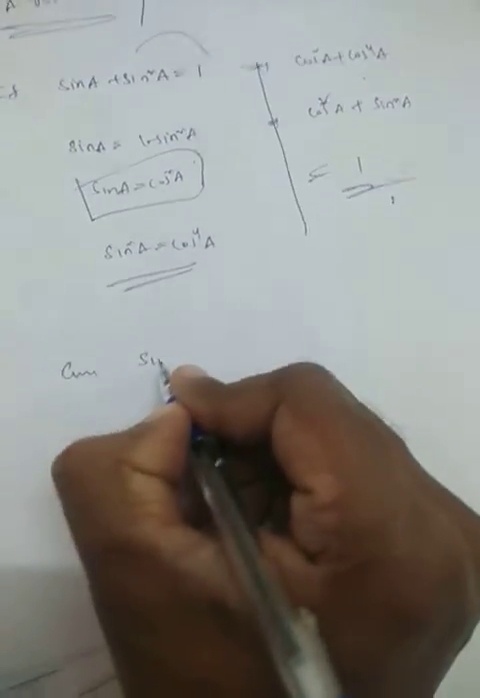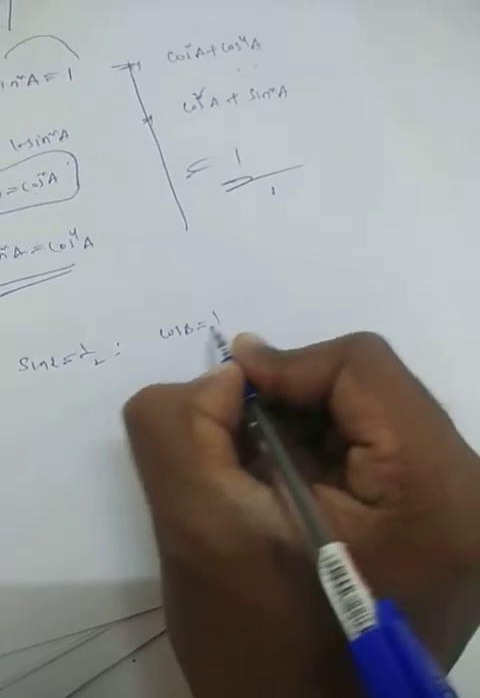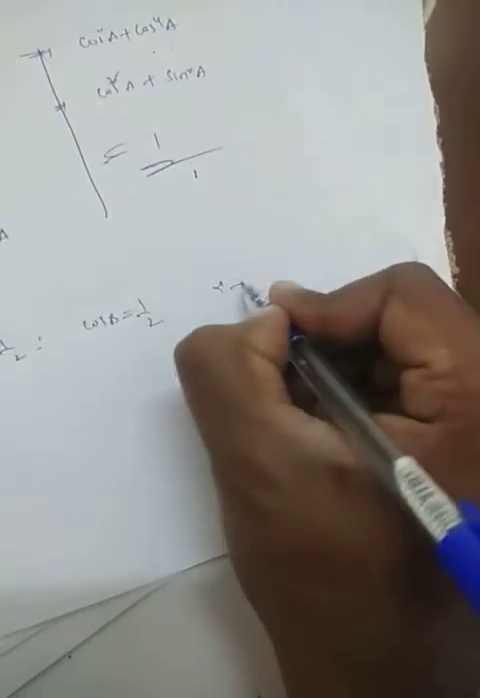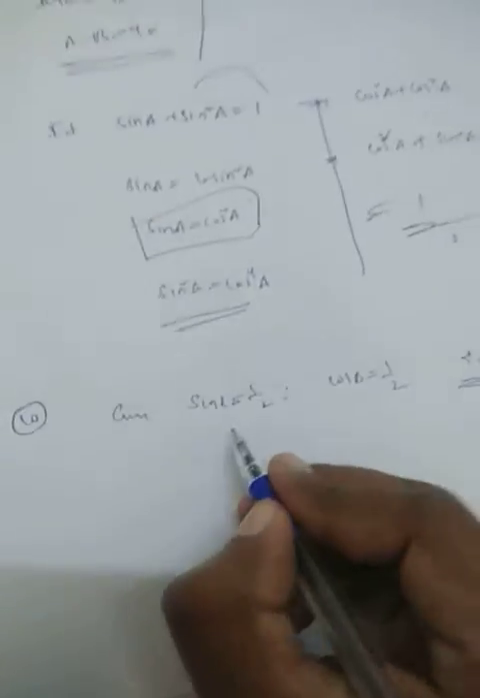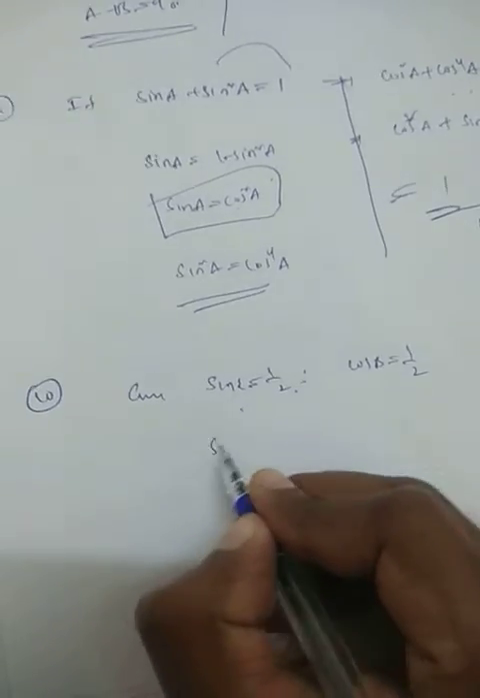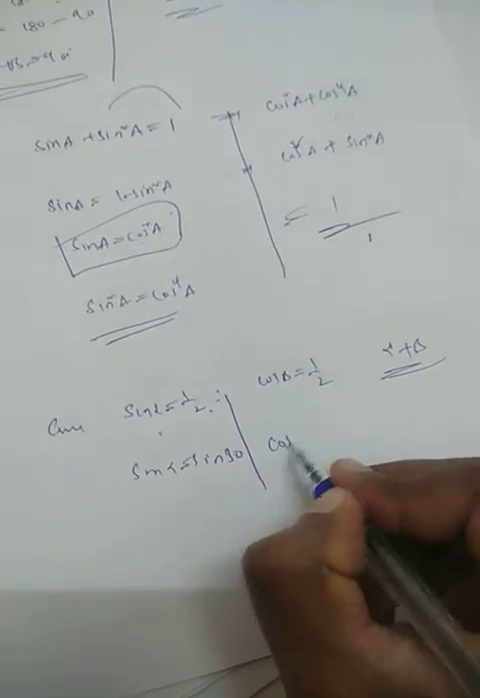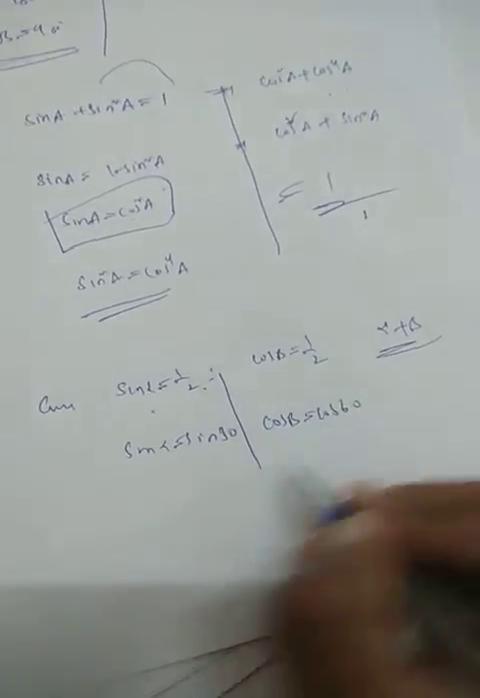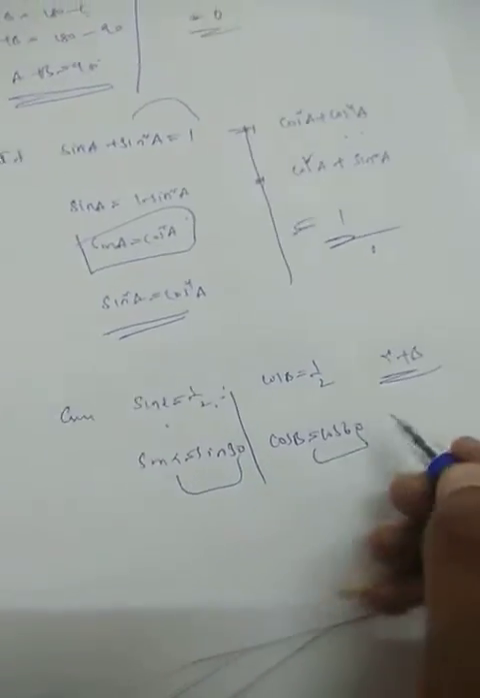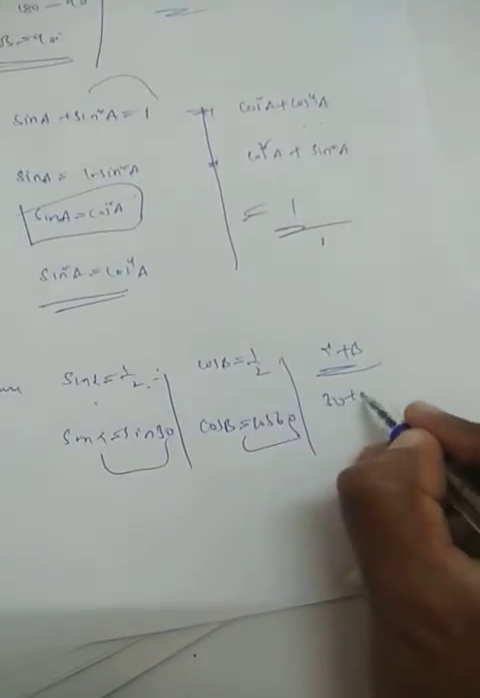Question number 10. Given sin alpha is equal to 1 by 2 and cos beta is equal to 1 by 2, we want the value of alpha plus beta. When sin alpha is 1 by 2, it is 30 degrees. When cos beta is 1 by 2, it is 60 degrees. That means alpha is 30, beta is 60. Alpha plus beta is 30 plus 60, that will be 90 degrees. This way we can do this question.